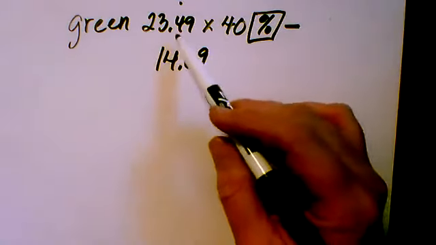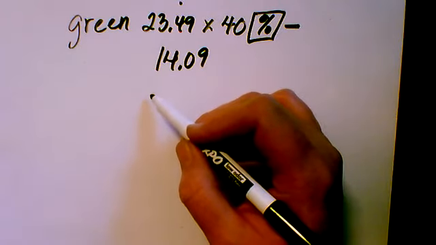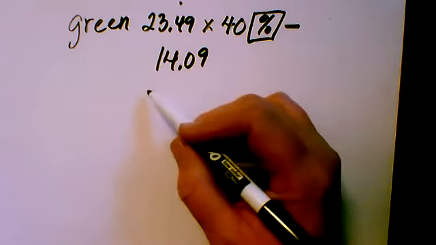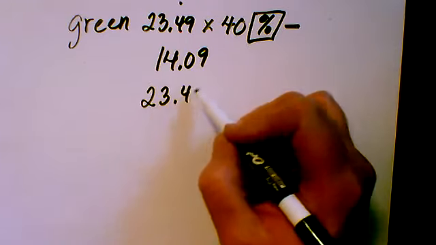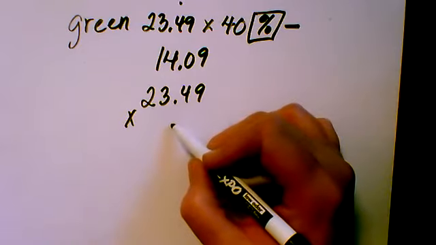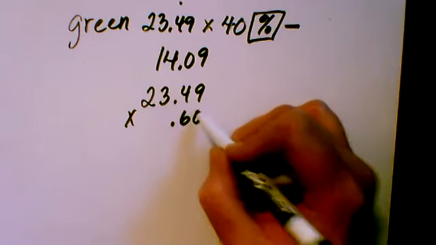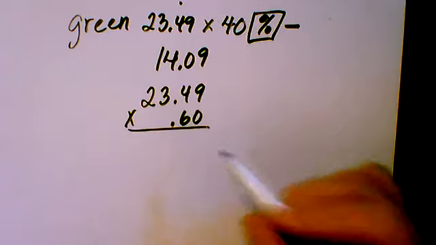But remember, you can also do this calculation with the paper and pencil algorithm. So you don't have to have a calculator. Here we have $23.49. I would, as I said, multiply that by 60% because that's how much I'm going to pay, and go ahead and do those calculations.